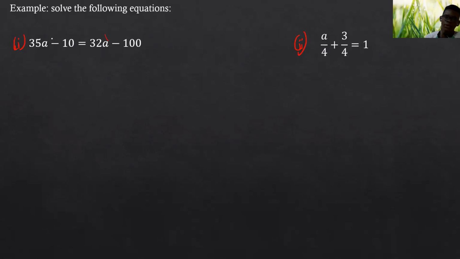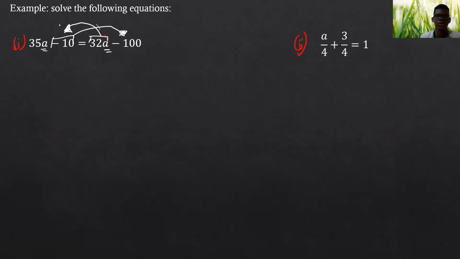So in this case, we have 35a minus 10 is equal to 32a minus 100. The way to solve this is to group, because we have two terms with our variable, we want to group like terms. What does that mean? It means to bring your a terms together and carry across your constants together. So we're going to carry across our 32a. And this constant doesn't have any variable, we're going to carry that across with the equal sign.